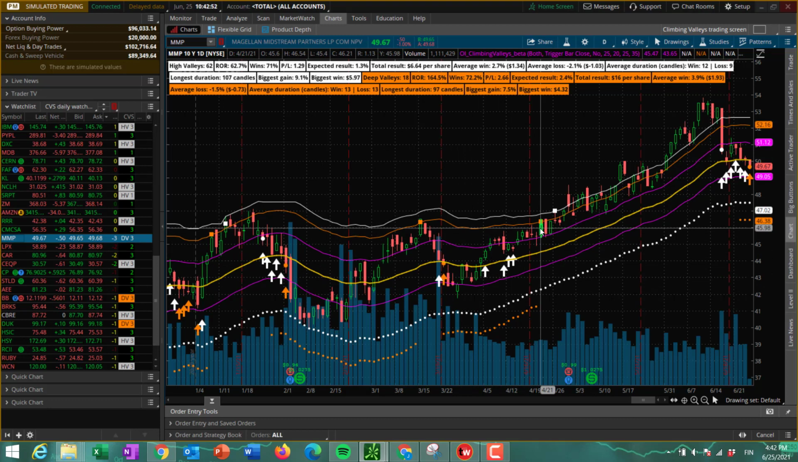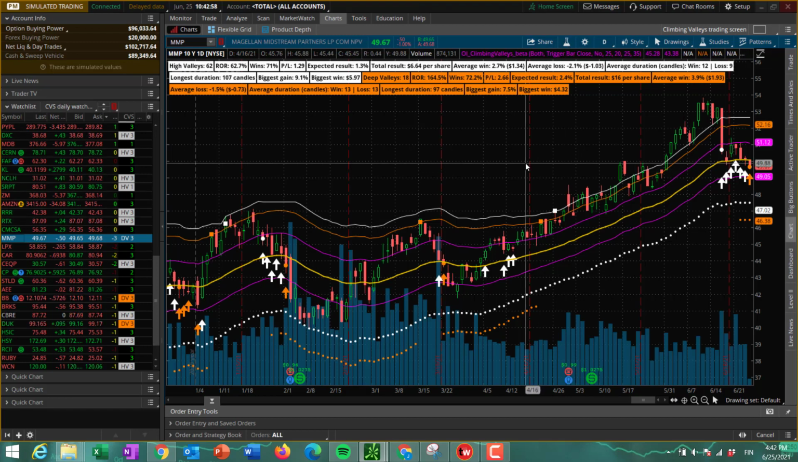Right. Anyway, that's the climbing valleys indicator. That's how you configure it, and that's how you use it. This is by far the best tool I have created up to this point. I hope you fall in love with it, and if you don't have it yet, I'm going to put a link somewhere where you can go to a page that allows you to have access to this sort of stuff.